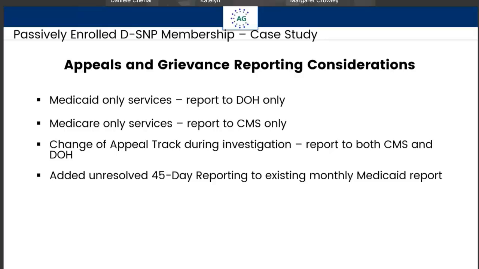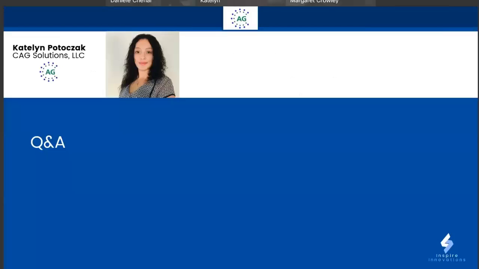So if a passively enrolled member's case is still open at 45 days, the state required notification of that. It was determined that there is a monthly Medicaid report that is sent to the state, and this information could be added to that report. So again, from a system standpoint, we had to make sure that that was a column that was going to appear in this report. Okay, so now we're going to go to Q&A.